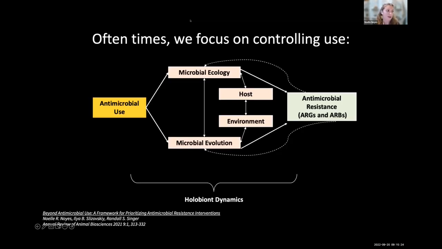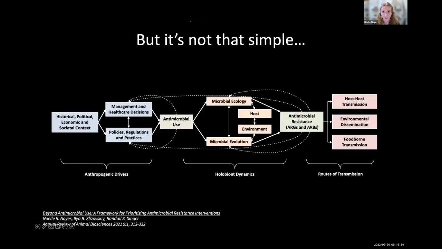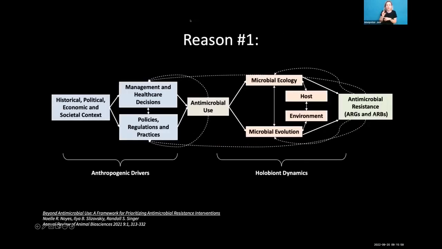And so we focus a lot on use, but I think a lot of people who work on antimicrobial use as a mitigation tool have realized that it's really not that simple to reduce use. It sounds like it should be simple, but it's not, because antimicrobial use is a human behavior, and it has all sorts of historical, political, social, and systematic drivers behind it. I lump those into anthropogenic drivers. And so that's the first reason that it's not that simple, right?